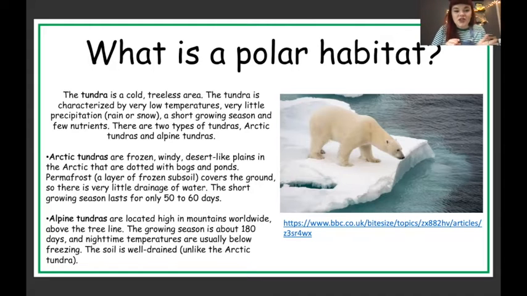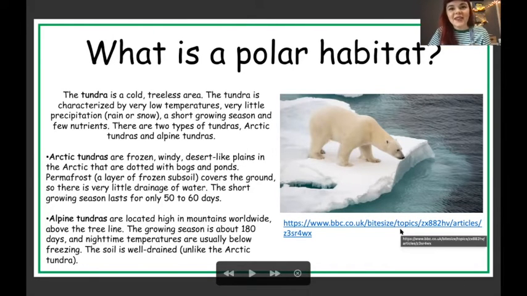An alpine tundra is located high in the mountains, so across the world above the tree line. The growing season is about 180 days and nighttime temperatures are usually below freezing and the soil is well drained. Okay, so it's very different to the Arctic tundra because the water sits on the top, whereas in an alpine tundra, the water can make its way through the soil. Now, like what we did with the desert, there's also a short link here to follow to look at the Arctic. Let's do that together.